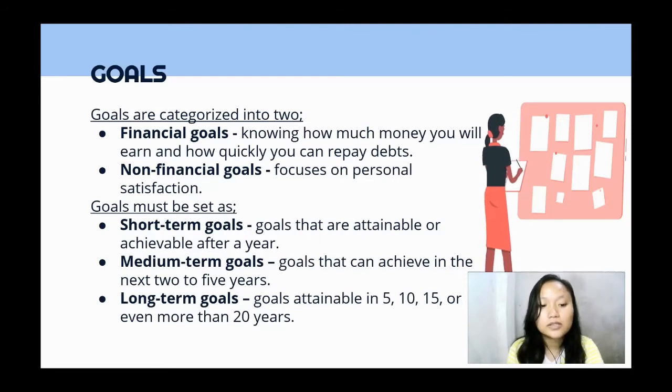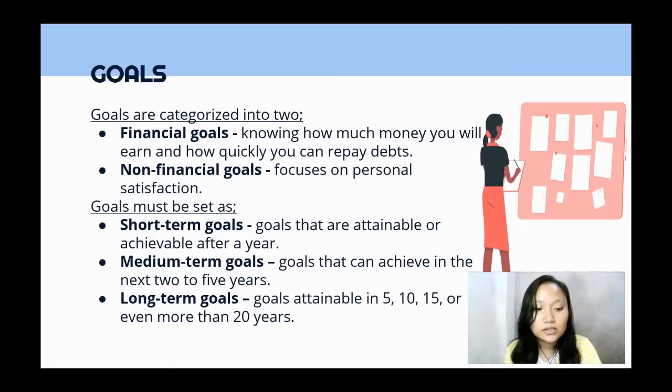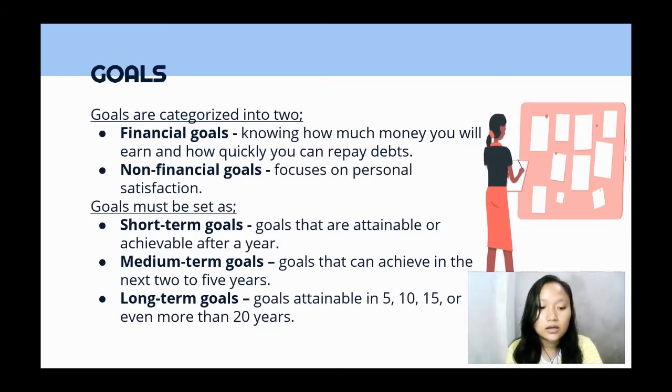And then goals must be set according to the following time frames. First is short-term goals. These are goals that are attainable or achievable within a year or after a year. Next is medium-term goals. Goals that can be achieved in the next 2 to 5 years. And lastly is long-term goals. Goals attainable in 5 to 20 or more years. And that will be all.